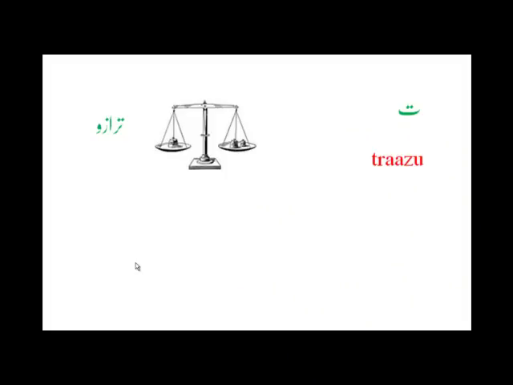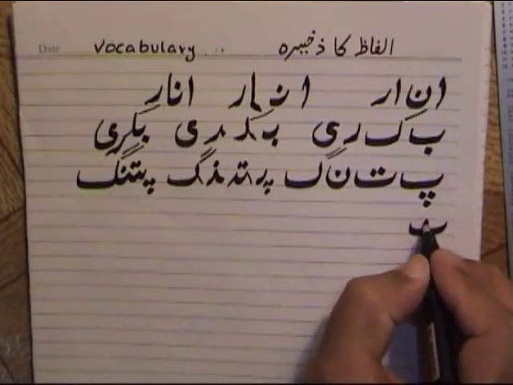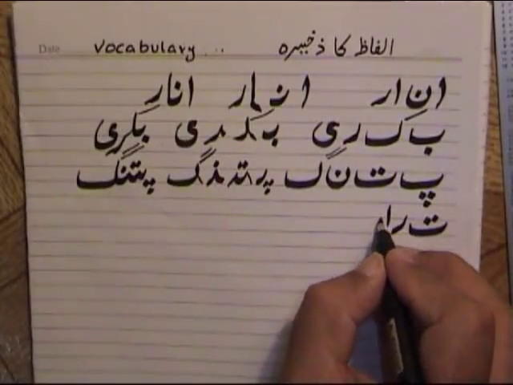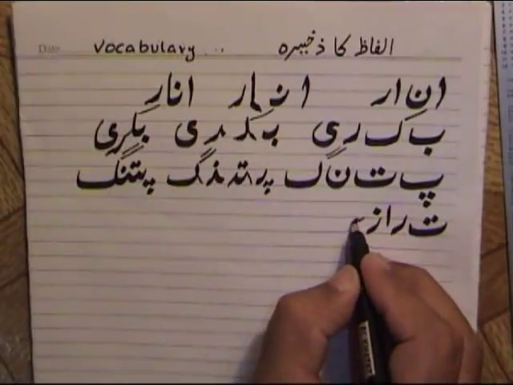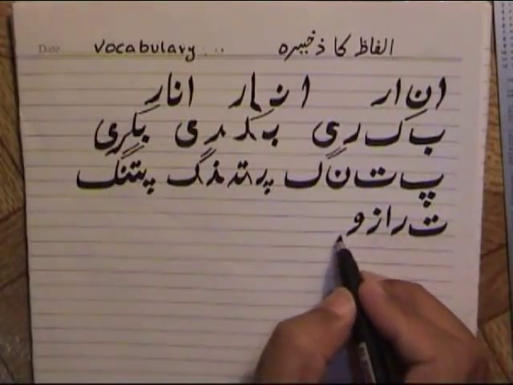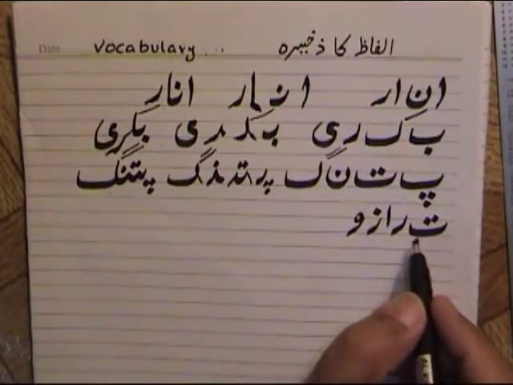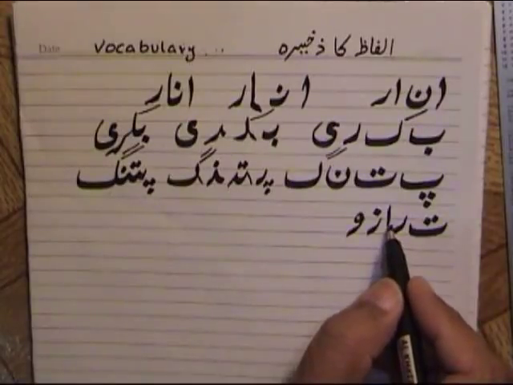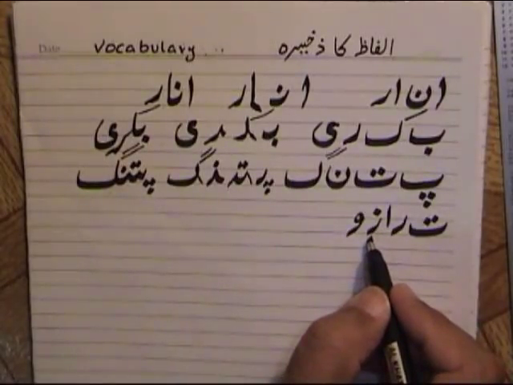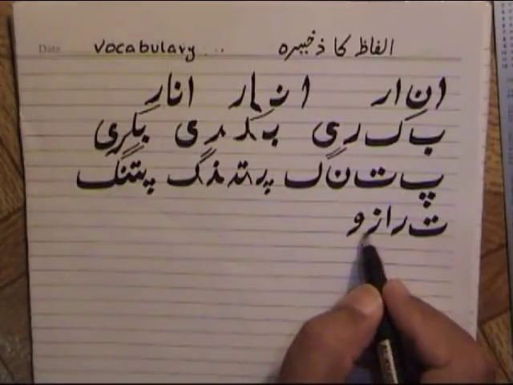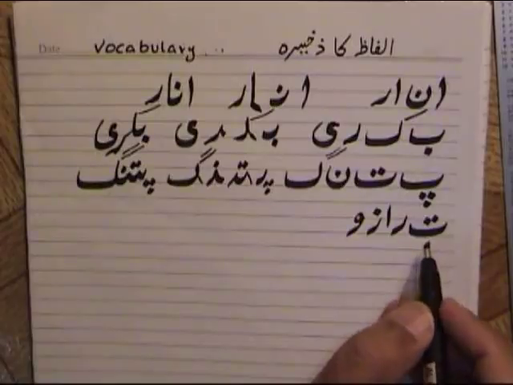Te Tarazu, scale. Te Tarazu. So Tarazu, Tar. Te Re Tar. Tarazu. So we need five sounds, Tarazu. So here Te is connector, Re is non-connector, Alif is non-connector, Ze is non-connector, and Vav is non-connector. So except Te, all are non-connectors.